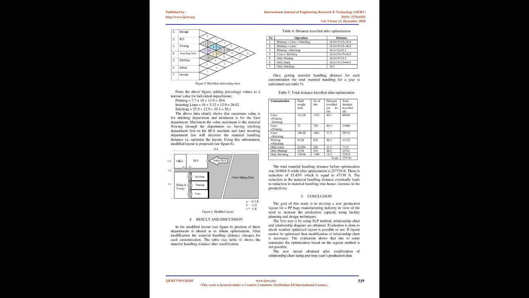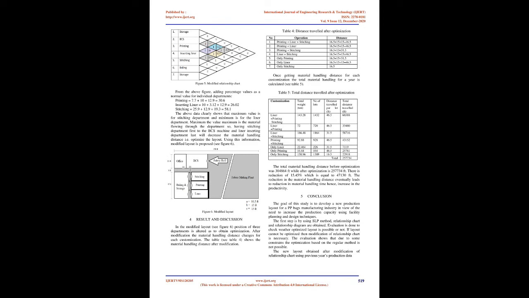From the above figure, adding percentage values as a normal value for individual departments. Printing equals 7.7 plus 10 plus 12.9 equals 30.6. Inserting liner equals 10 plus 3.12 plus 12.9 equals 26.02. Stitching equals 25.9 plus 12.9 plus 19.3 equals 58.1. The above data clearly shows that the maximum value is for the stitching department and the minimum is for the liner department.